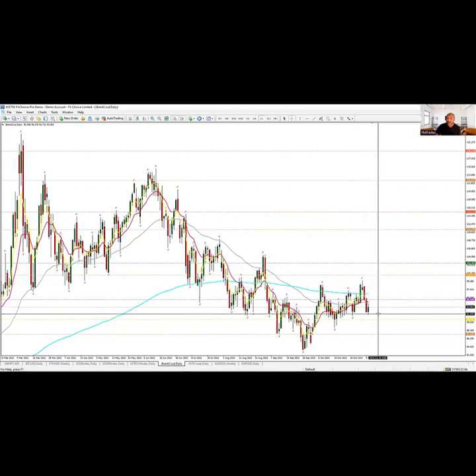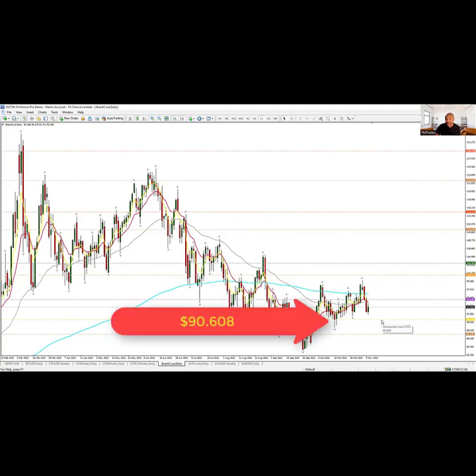So what would invalidate the upside movement? The upside movement would be invalidated if price closed on a daily below, or really at or below, 90.608. So $90.61 is where price would actually invalidate the uptrend. And then you can look for more downside movement.